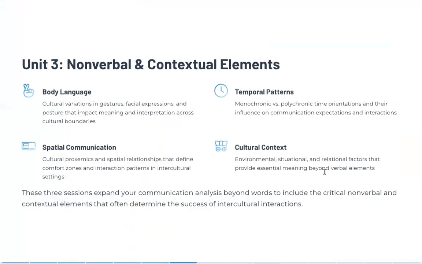Now, Unit 3 is about non-verbal contextual elements that occur in intercultural communicative situations. Specific focus will be on body language, temporal patterns, spatial communication like proxemics, and then cultural context like other environmental, situational, and relational factors that influence communication. So these sessions expand the communication analysis beyond words to include the critical nonverbal and contextual elements that often determine, and greatly influence, the success of intercultural interactions.